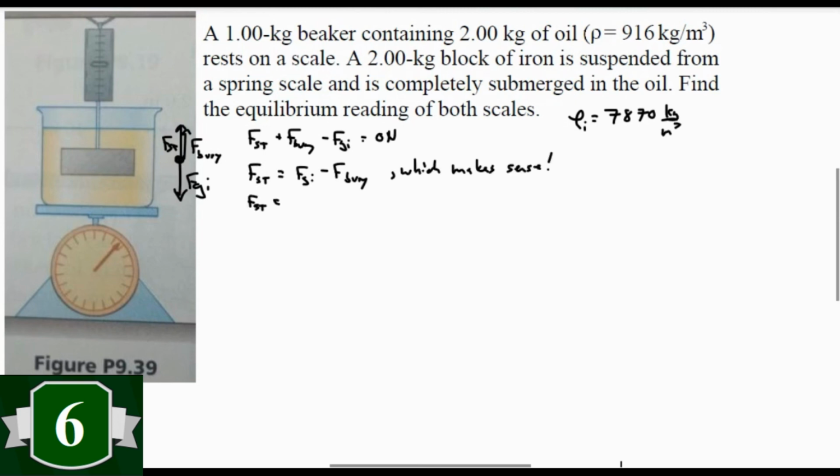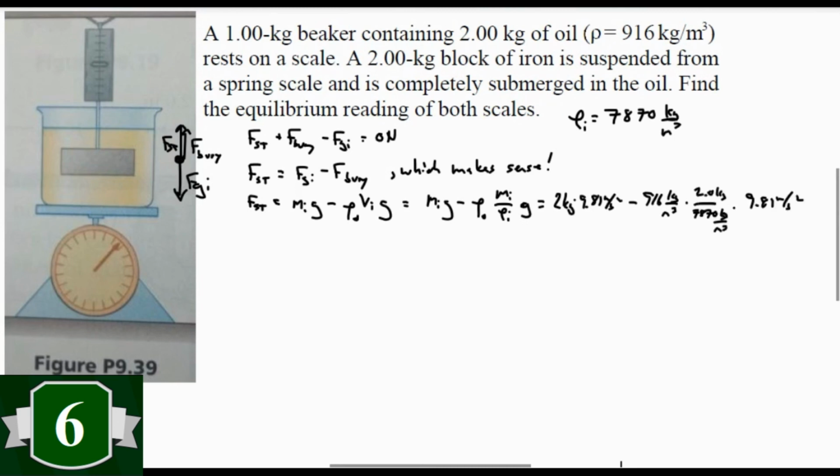Plug in and solve. The weight of the iron is mg, the buoyant force is rho vg, and the volume of the iron here is going to be its mass divided by its density, which we'll have to look up. That's 7,870 kilograms per meter cubed. If we plug in all our numbers, we get 19.62 newtons minus 2.28 newtons of buoyant force is 17.34 newtons.